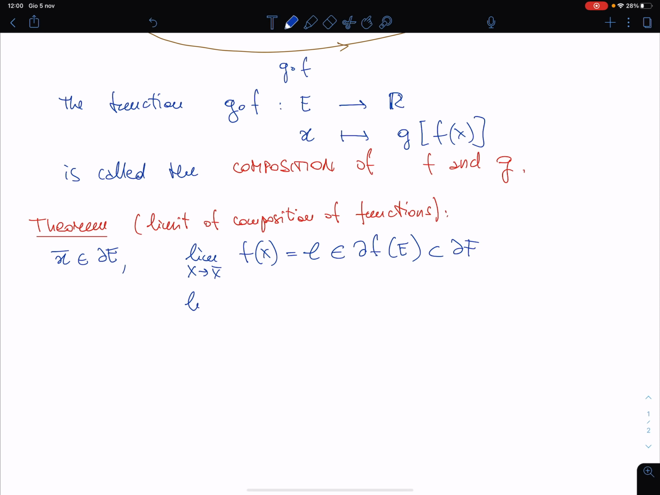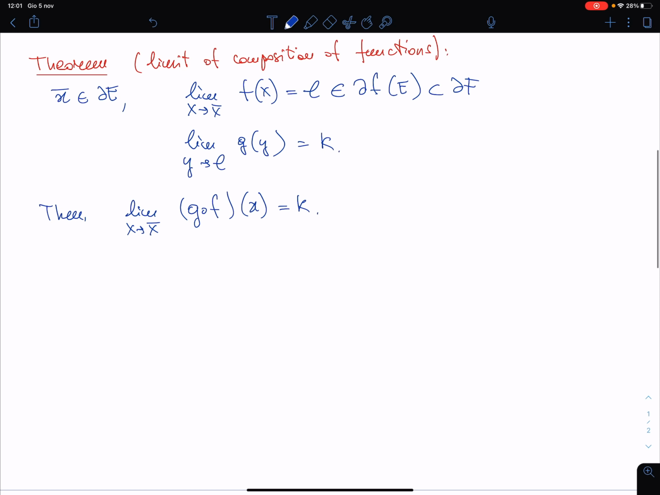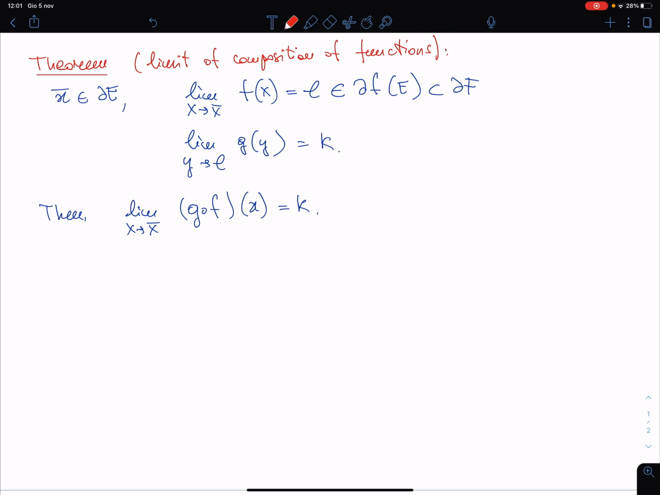Second, since it is an accumulation point, we are authorized to take the limit of g of y for y that goes to L, and we discover that this is equal to k. Then we compose these two limits, and we have that the limit for x going to x bar of g composed f of x is equal to k. We can organize a proof in several ways. And probably the shortest proof is a proof made by sequences again.